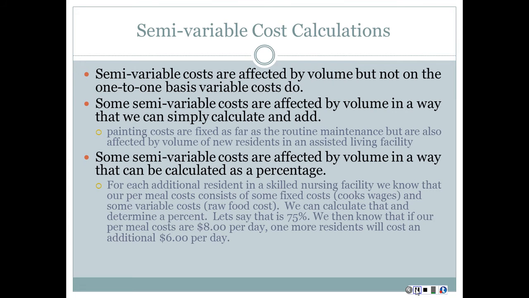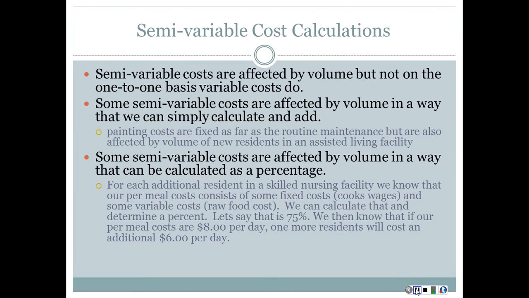When I was the administrator at Covenant Village, we had painting costs. And some of those costs were fixed as far as routine maintenance, but some of them were affected by volume of new residents because we painted the apartment when a new resident moved in. So our regular routine painting, we could calculate that based on historical costs. We knew about how much that routine maintenance kind of painting would cost us. We also knew how much one apartment cost to repaint when a new resident moved in.